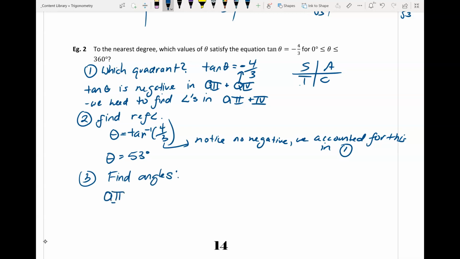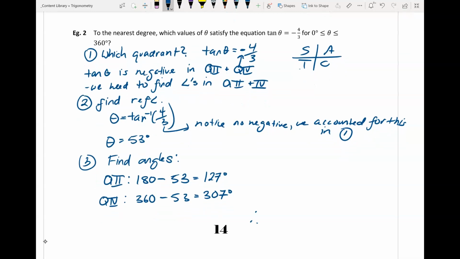So in quadrant 2, we find angles by taking 180 minus our reference angle. So this is 127 degrees. And then for quadrant 4, we can find an angle there by taking 360 minus our reference angle, which is 307 degrees. So our final answer then, theta is 127 and 307.